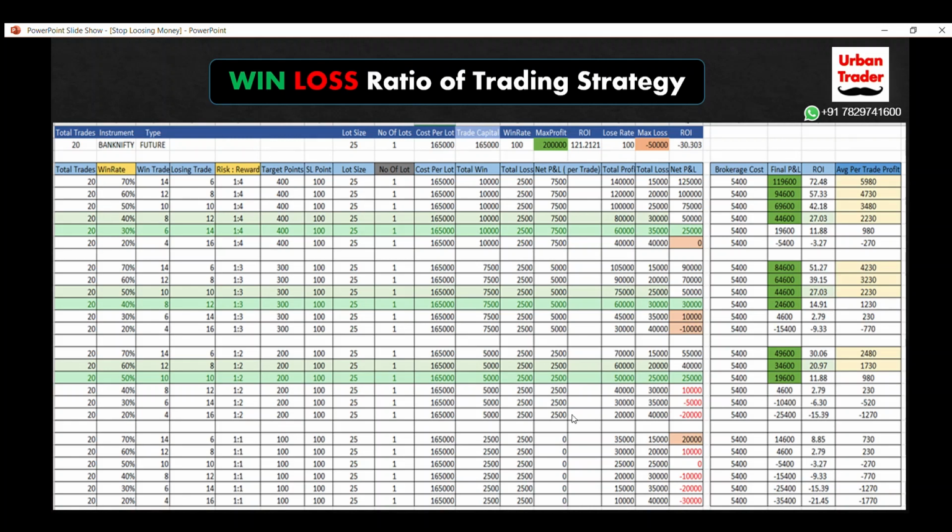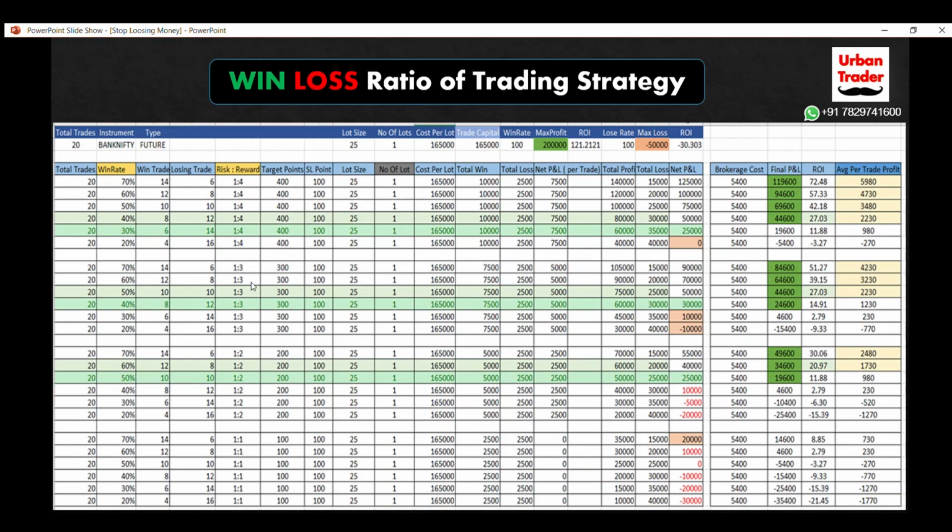What this depicts is, if your risk reward ratio is 1 is to 1, you need to have as high as 60 to 70% win rate. Only then can you start making money. Also note that you end up paying brokerage costs, so you make very little when you have 1 is to 1. If you have a 1 is to 2 risk reward ratio, your algo should have at least a 40% win rate. Only then can you start making money.